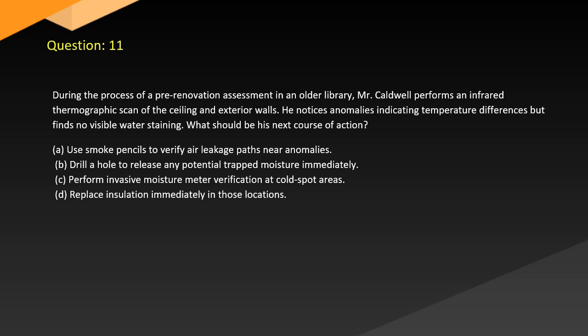Question 11. During the process of a pre-renovation assessment in an older library, Mr. Caldwell performs an infrared thermographic scan of the ceiling and exterior walls. He notices anomalies indicating temperature differences but finds no visible water staining. What should be his next course of action? A. Use smoke pencils to verify air leakage paths near anomalies. B. Drill a hole to release any potential trapped moisture immediately. C. Perform invasive moisture meter verification at cold spot areas. D. Replace insulation immediately in those locations.